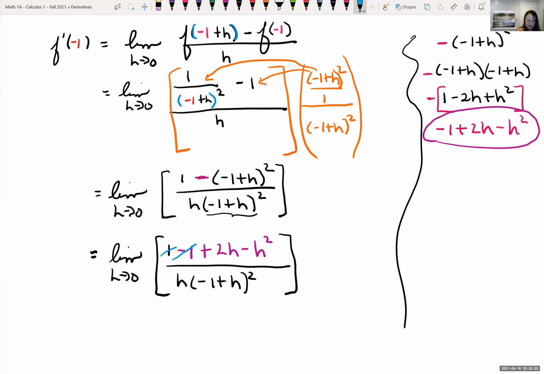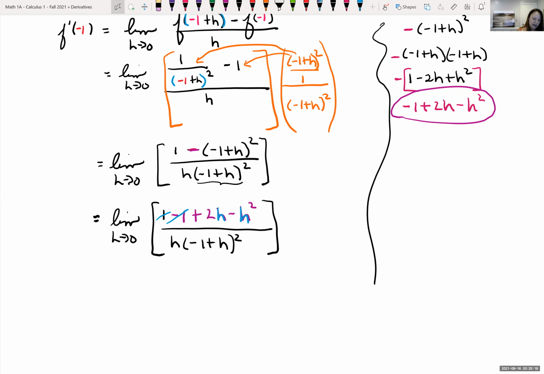I also notice, again, if I plug in 0 for h, I still get that 0 over 0. But now what's left in my numerator, I have a factor of h in common. So I can pull out an h from both of those terms left in the numerator, and that can cancel with the one I have down in the denominator. So if I factor out an h in the numerator, we're left with 2 minus h, all over h all times -1 plus h quantity squared.